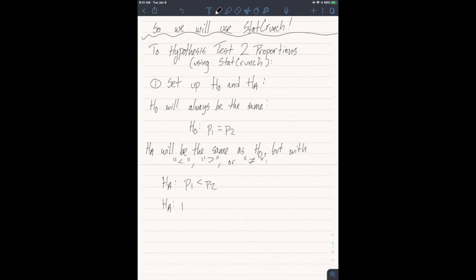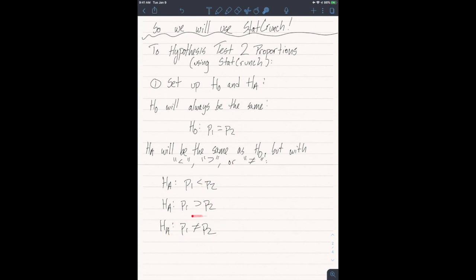HA could also be P1 is greater than P2, or HA could be set up as P1 is just not equal to P2, right? And these depend on the problem, right? The problem will say test if the proportion of men who smoke is actually greater than the proportion of women that smoke, or test that the proportion of people who die while taking this drug is less than the proportion of people who die when they're not taking medicine.